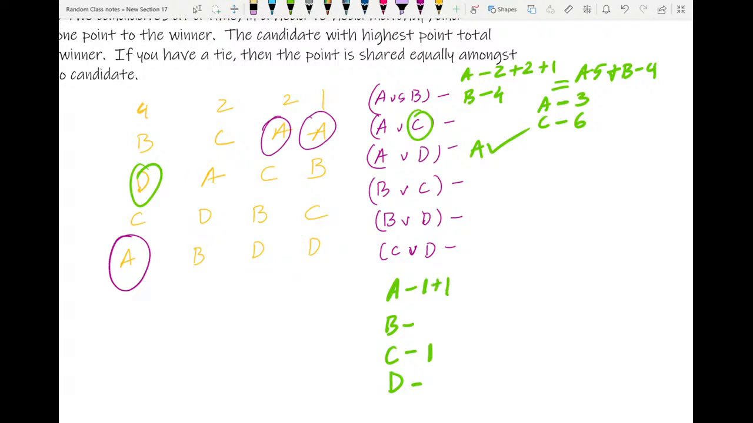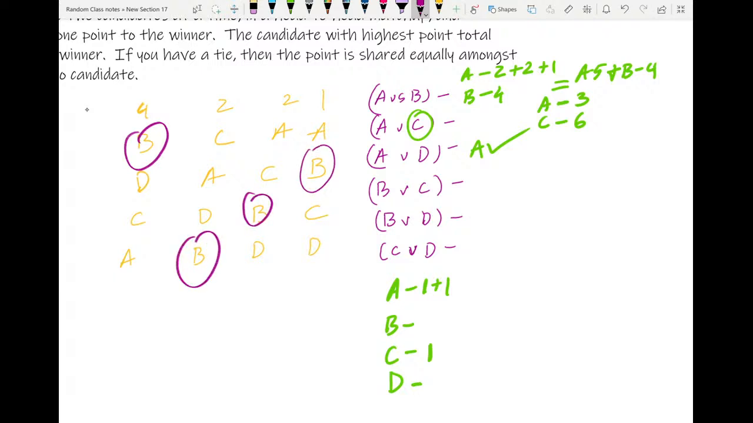Now we're going to look at B and C. If you want me to stop, you could ask a question. So right here, we know right away. Look at that. B gets 5 and C gets 4. So B is the winner. So B gets 1 point.